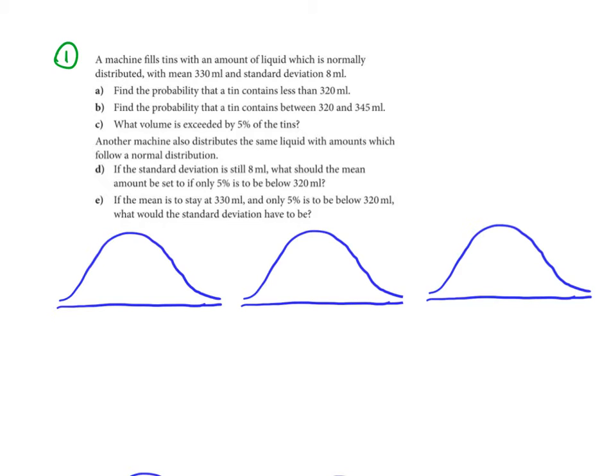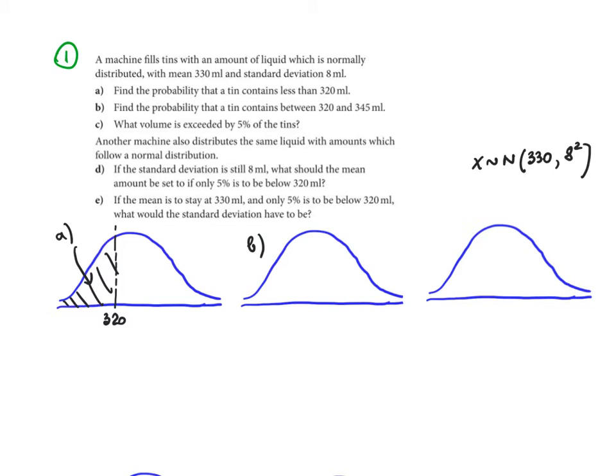All of these three are clones of the normal distribution with the mean 330 and the standard deviation 8. So the variance is 8 squared. First question asks, find the probability that the tin contains less than 320. My diagrams are not to scale, but I try to be as accurate as I can. 320 is below the mean, 330, so it will be somewhere here. So question A actually asks about this area, where here we have 320.